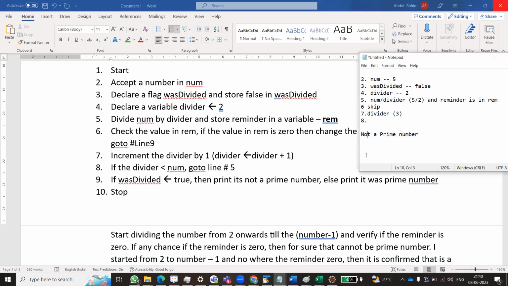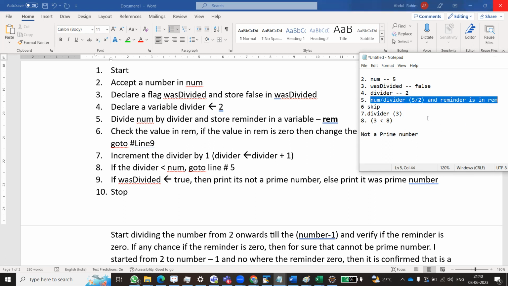Okay, now tell me, what does line number 8 say? If the divider is less than num, go to the line. So whether it is true or false, what is the value of divider? Divider is 3. Num is 5. So it is true, right? If it is true, where should I go back to now? Line number 5. So I'll come back here.